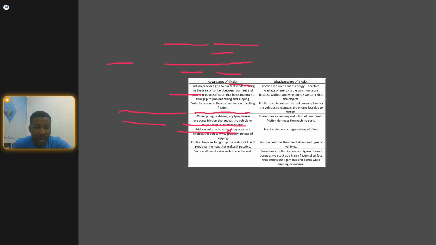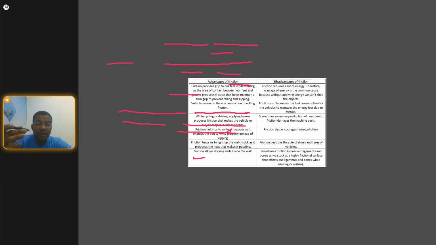Friction helps us to write on paper as it enables the pen to write properly instead of slipping. Instead of what? Slipping. Even while writing, friction enables us to write properly. Even when we are going to school and we are writing, we are experiencing friction. The reason why it is easy for you to write with your pen on your book is because friction is taking place between the pen and the book.